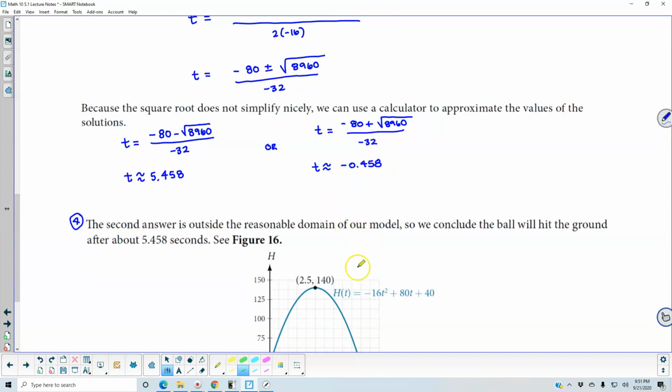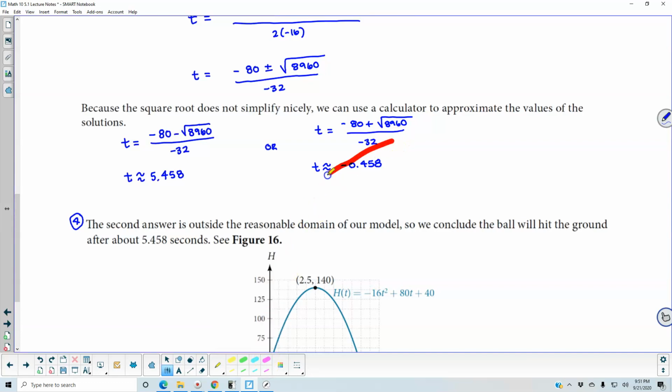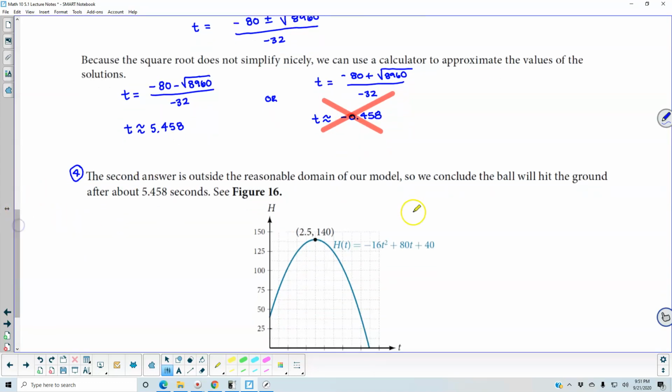The second answer is outside the reasonable domain of our model. So that means we cannot use that one because it gives us a negative time. We're not going to be able to get a negative time. So therefore, we can conclude that the ball will hit the ground after about 5.458 seconds.